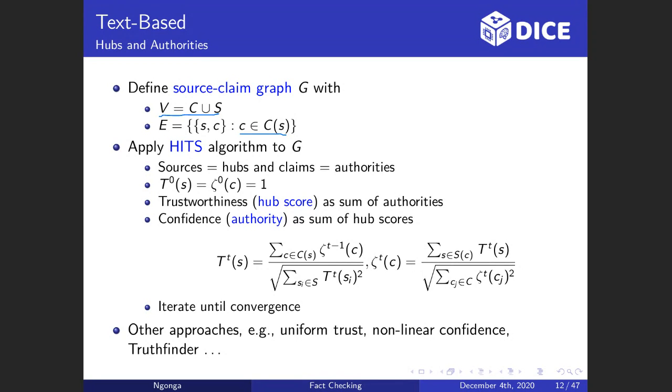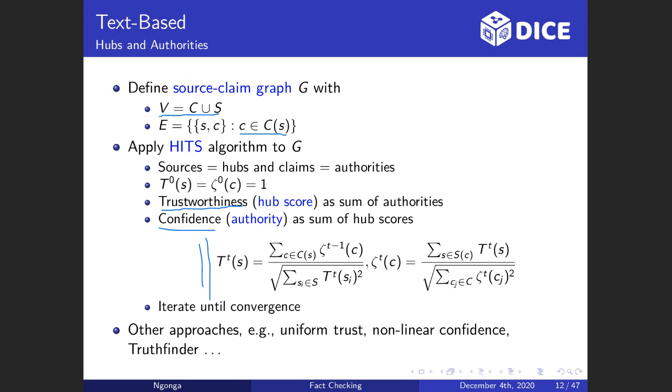And on that bipartite graph, we can simply run the HITS algorithm to compute the hubness and the authority of the nodes. The trustworthiness of sources will be their hub score, and the confidence of the claims will be the authority of said claims within the hub and authority definition of the HITS algorithm. That's really the simplest way to do it. I gave you the formal definitions in the slides, and this is the equation you will need to iterate until convergence to get to those scores.